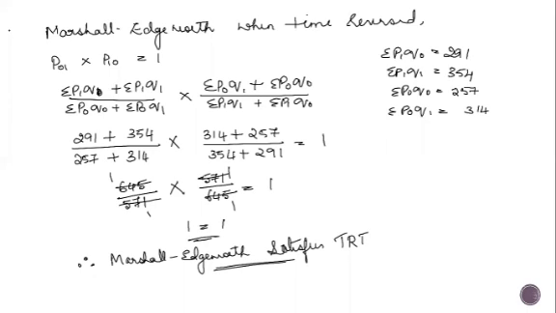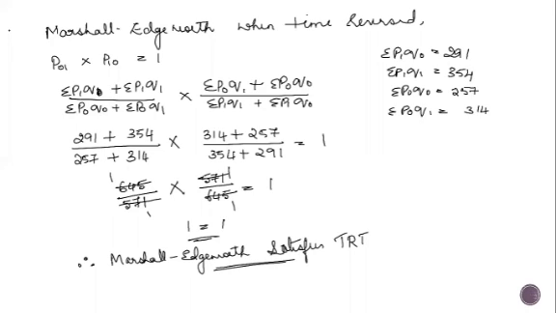So in time reversal, only 3 methods will be satisfied. That is Marshall and Edgeworth's method, Fisher's, and Kelly's method also. For sure, in your final exam, you will get a question on the time reversal method. They will ask you to compute the Fisher index and also verify whether it satisfies TRT and FRT. So you need to know both methods. That type of question will be asked for 10 marks.